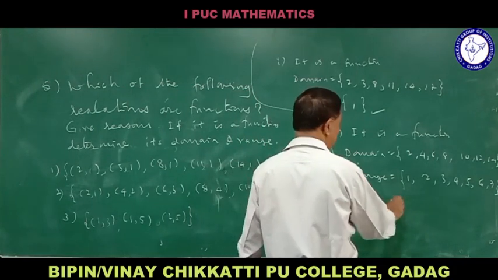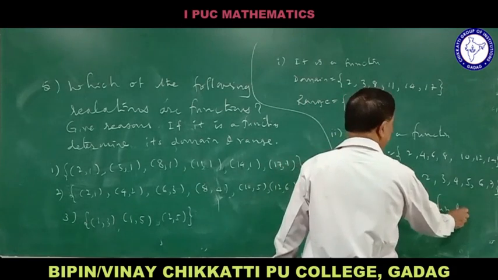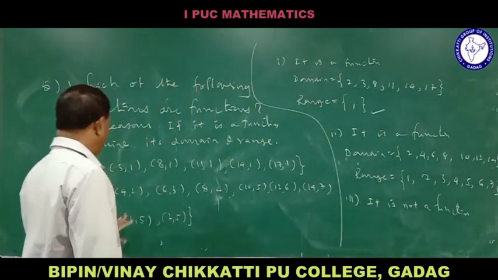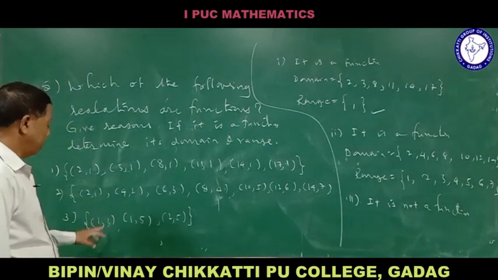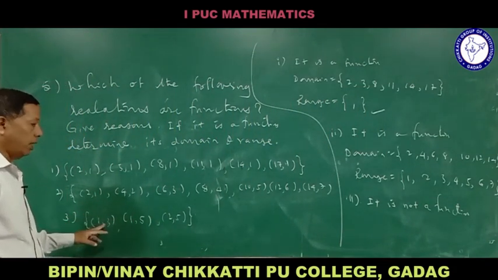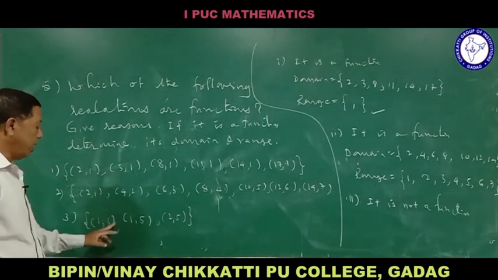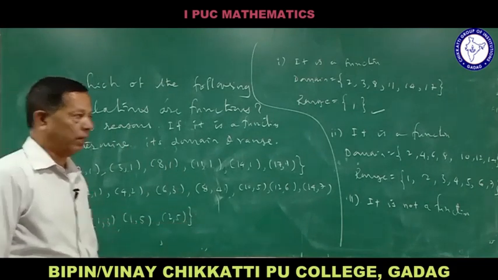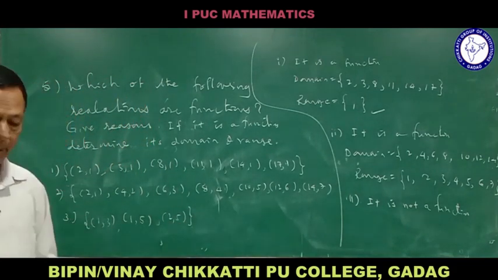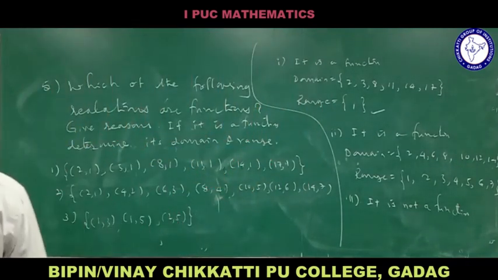Why is it not a function? When it is not a function, there is no point in writing the domain and range. Because the element 1 in the domain is not uniquely associated. It is associated with 2 elements, 3 and 5, in the codomain, so it is not a function. This is the way we explain whether a relation is a function or not.